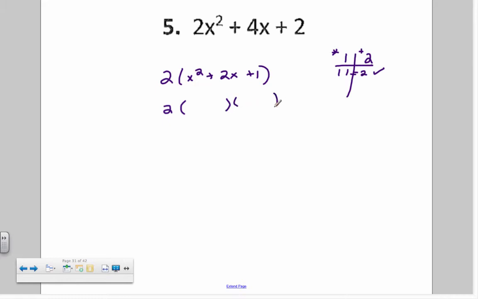I'm going to rewrite this as two binomials. I'll have x plus 1 times x plus 1. I can check each of these binomials to see if they're factorable. They're not. There's not a difference of squares there, so I'm finished.